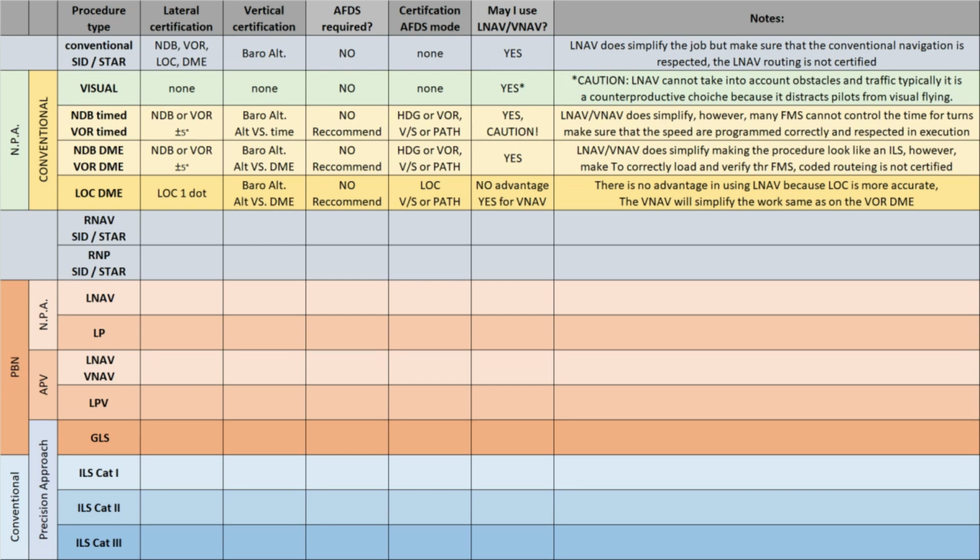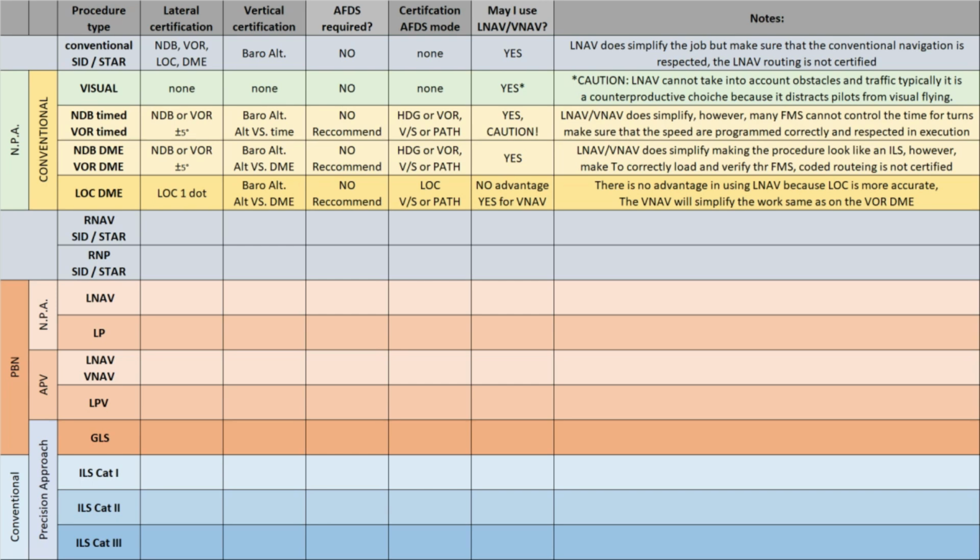Shall I use LNAV? Well, at this point the answer is no. On the localizer you shall not use LNAV, because the localizer is deemed to be more accurate than the LNAV. In fact, the ILS is a more accurate approach than the LP, or the LPV, or the LNAV-VNAV.